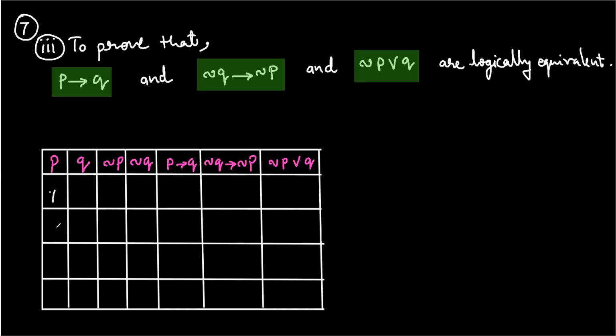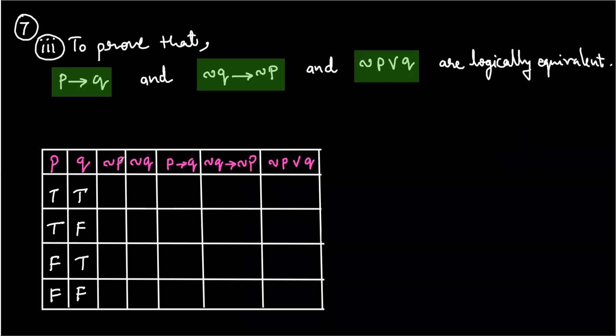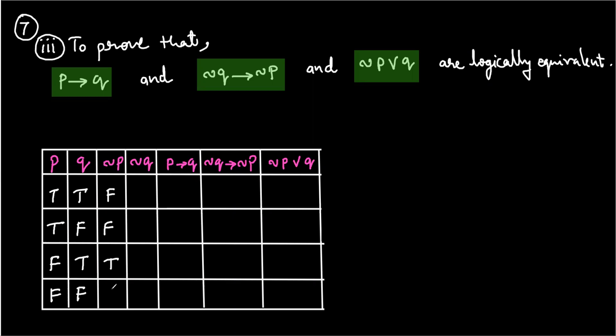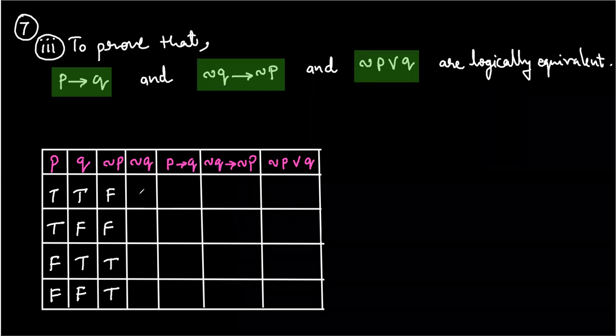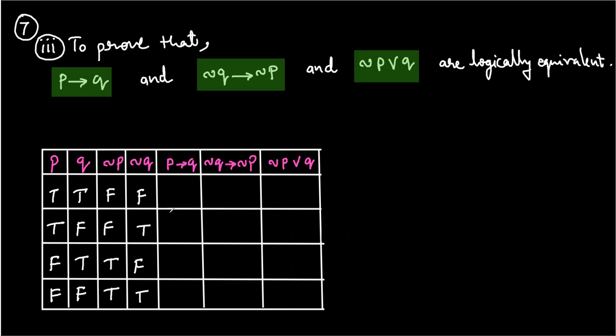As you know, T, T, F, F. Here you have T, F, T, F. Negation P will be F, F, T, T. Then negation Q will be F, T, F, T.